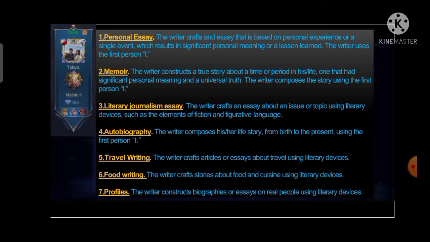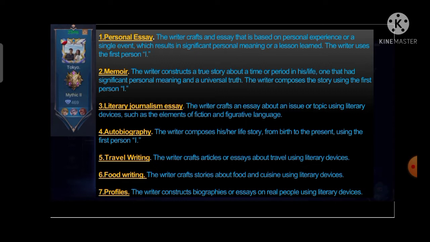The fourth one is autobiographies. Autobiographies are the life story or history of a person's life written by that person. So this is the first person point of view and usually book length. It also includes journals, diaries, letters, and also memoirs.